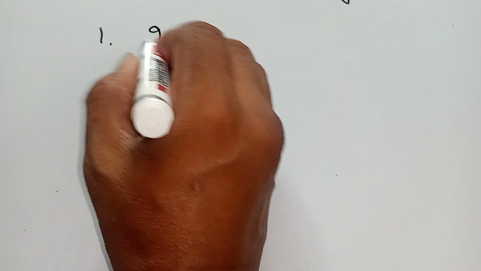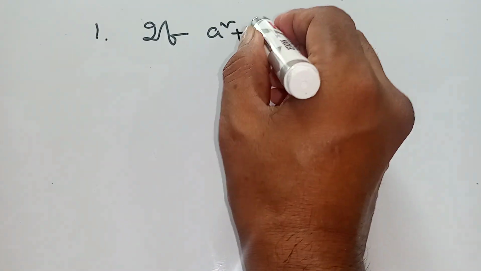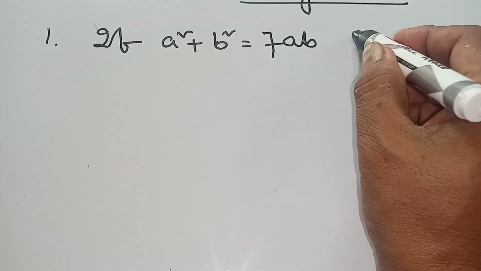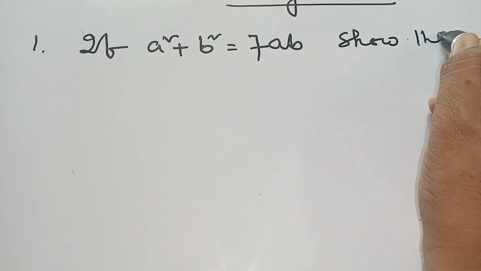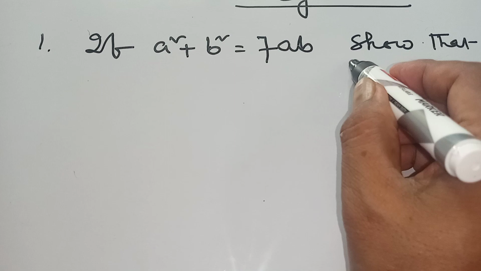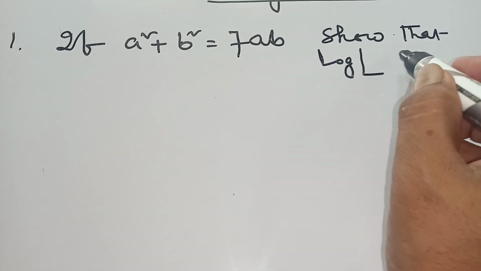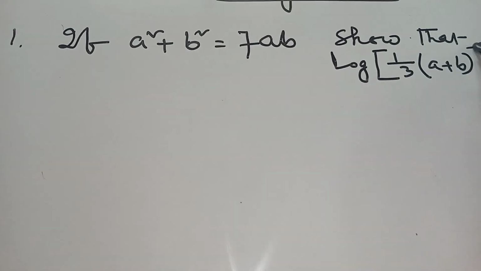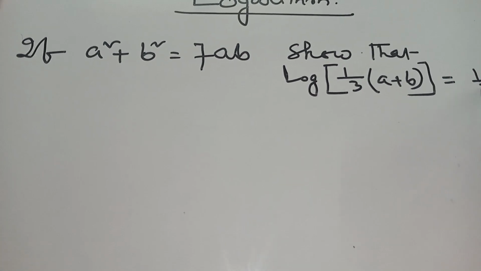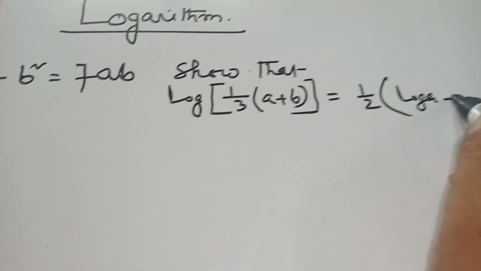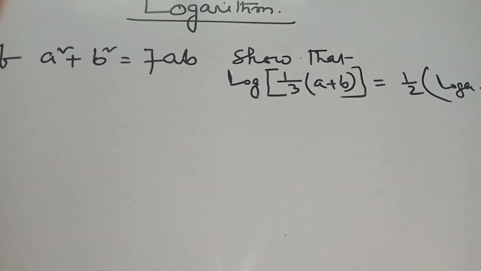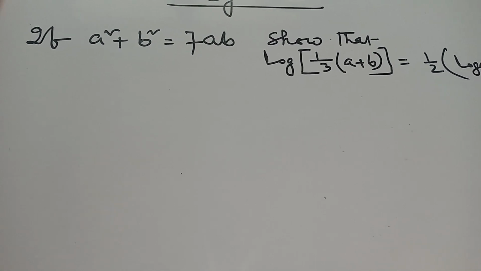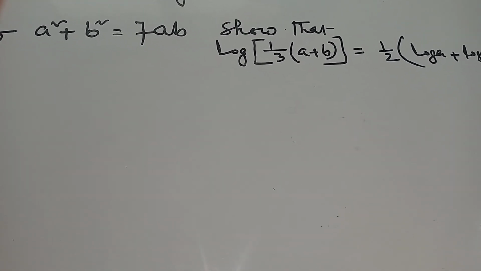If a square plus b square equal to 7ab, then prove that log of 1 by 3 (a plus b) equal to 1 by 2 (log a plus log b).